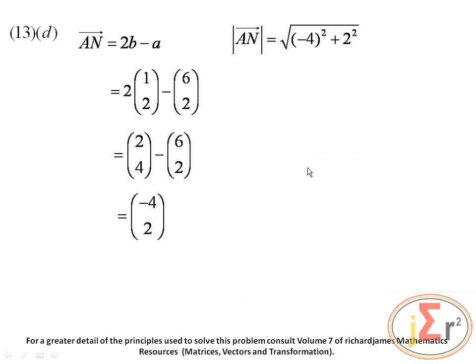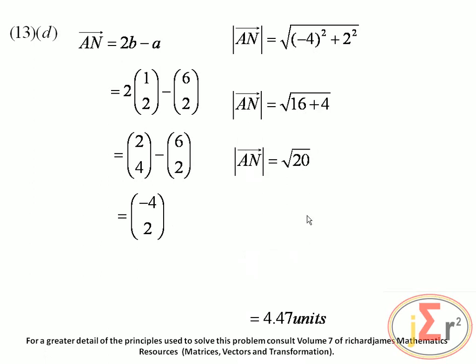As we have it right there. Negative 4 squared is equal to 16. 2 squared is equal to 4. So we have there the square root of 20, and that is equal to 4.47 units.